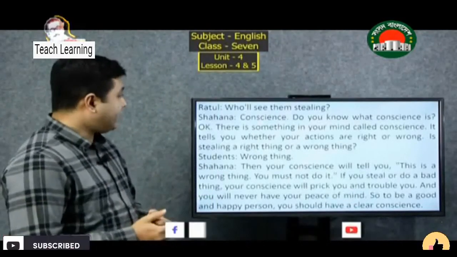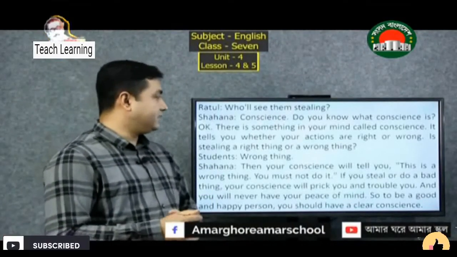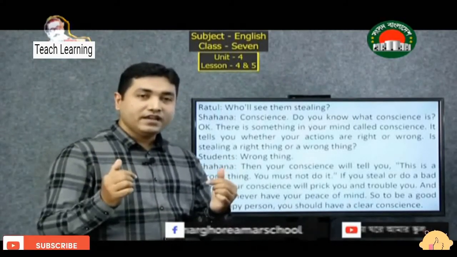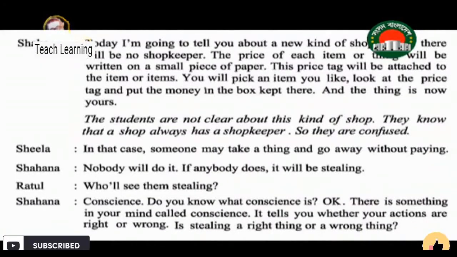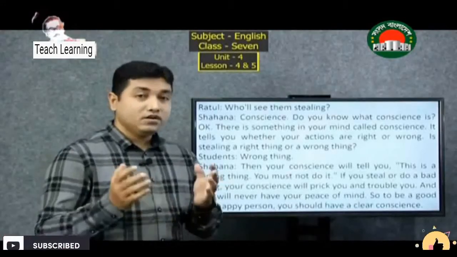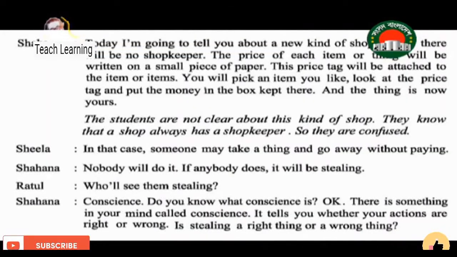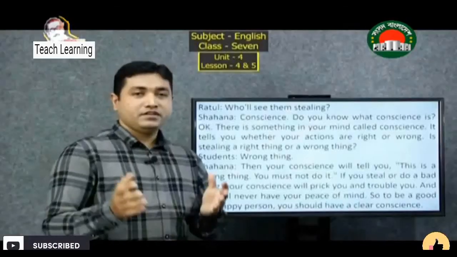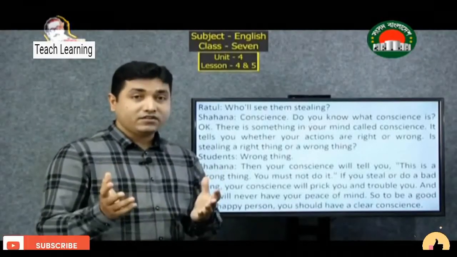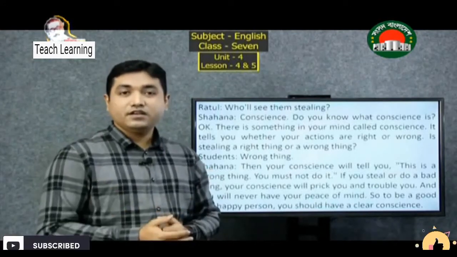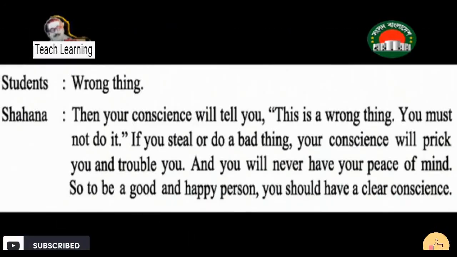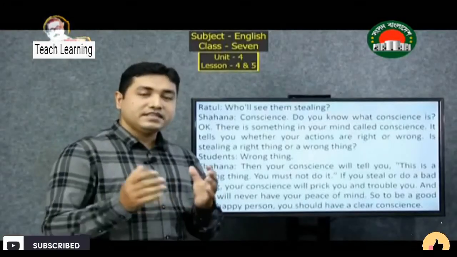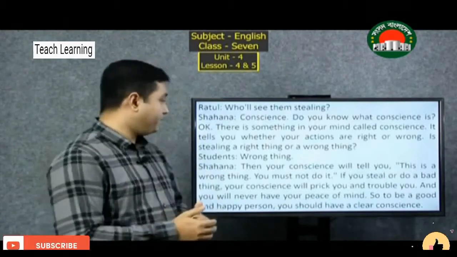There is something in your mind called conscience. It tells us whether our actions are right or wrong. Dear students, is stealing a right thing or a wrong thing? Definitely it is a wrong thing. In reply, the students say that stealing is a wrong thing.